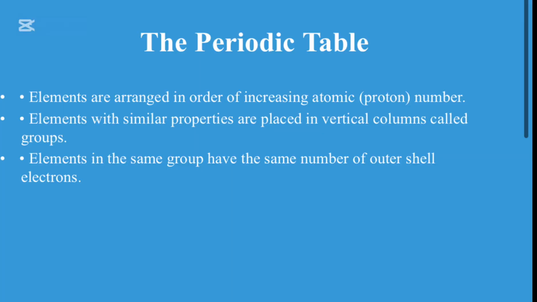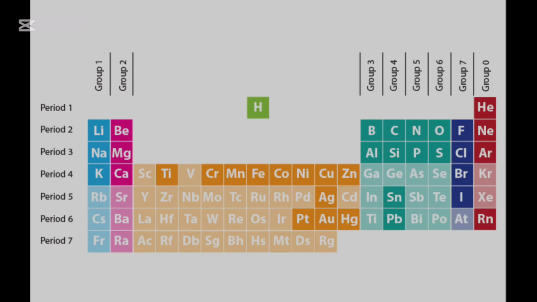The periodic table is a table that deals with how elements are arranged in order of increasing atomic number, which is proton number. Elements with similar properties are placed in vertical columns called groups, and elements in the same group have the same number of outer shell electrons, which are called valence electrons. Let's quickly talk about how elements are arranged in this periodic table.